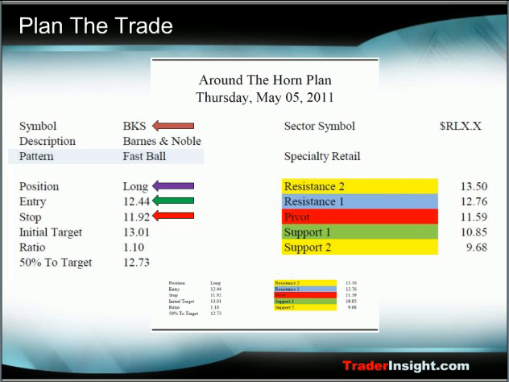Entry is $12.44. I've got a stop at $11.92. We're going to go over each one of these levels. And the initial target at $13 and a penny. I got a ratio of 1.1 to 1 on the trade. So as long as that number is greater than 1, I'll include it in my day trading plan.